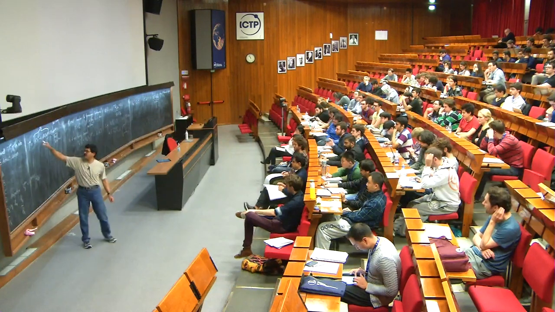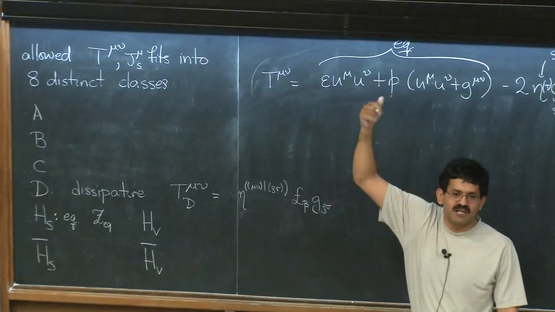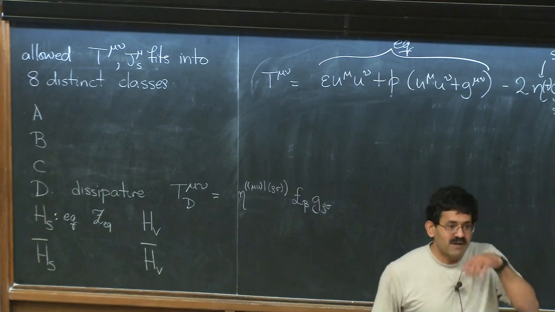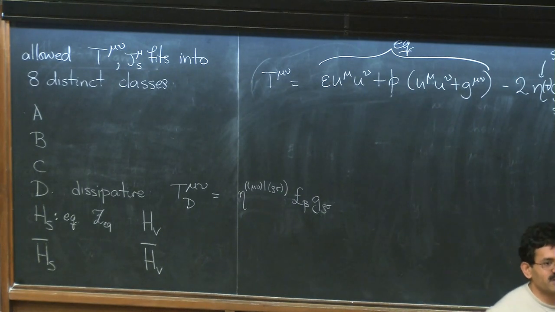And the relation between p and the free energy is basically p equals minus the free energy, and epsilon is basically p minus T p prime or something like that, which is the usual Legendre transform statement.